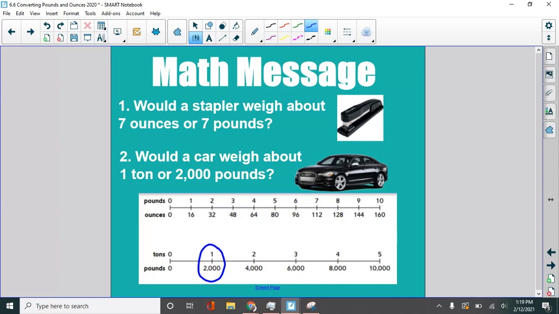2,000 pounds. Now, sometimes people use the word ton figuratively. They're like, oh man, these books weigh a ton. I have to carry them. What a ton actually is, though, is 2,000 pounds. You're not carrying anything that actually weighs a ton. Which would a car weigh about, 1 ton or 2,000 pounds? It's a trick question. Those are equal, right? 1 ton and 2,000 pounds are the same.